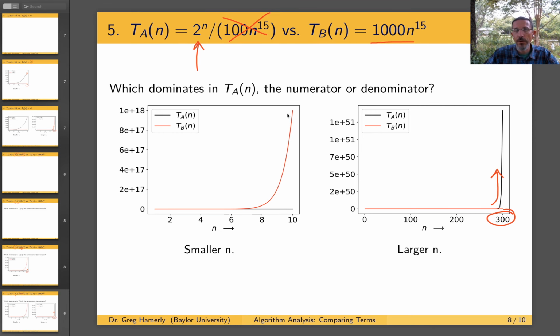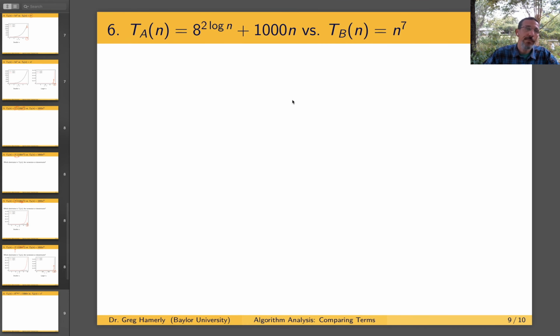than polynomial growth. Okay, last one, and this one looks difficult, and I gave it to you just to help you reason about things a little bit more carefully. We have 8 to the power 2 log n plus 1000n versus n to the 7th. Now the first thing you know is that n to the 7th is the only term here. So what about this? 8 to the 2 log n versus 1000n.